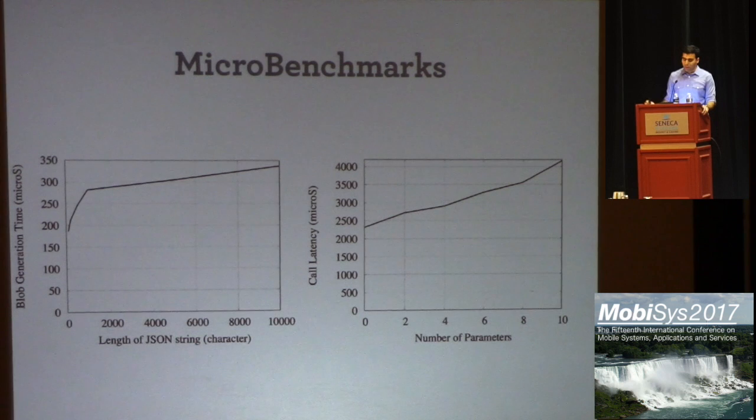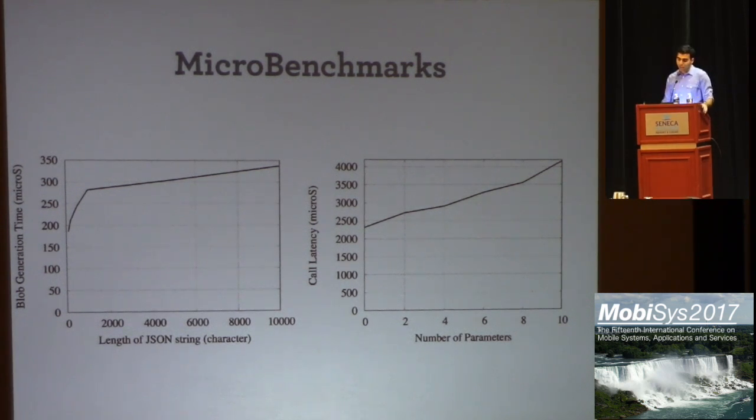Now, in terms of performance, we looked at 2 different factors that affect the performance of Heimdall. One is the blob generation time: how long it takes for us to generate one of those blobs, because on every interaction, we are generating one of those blobs to transfer data to the collector. And what we saw was that even if the JSON data that we're sending is as large as 10,000 characters, it takes less than 350 microseconds for it to be generated.